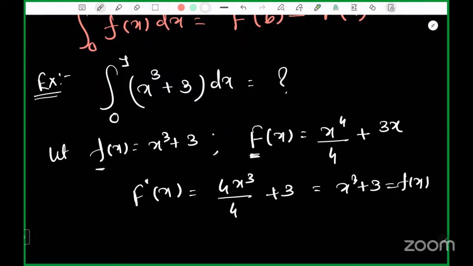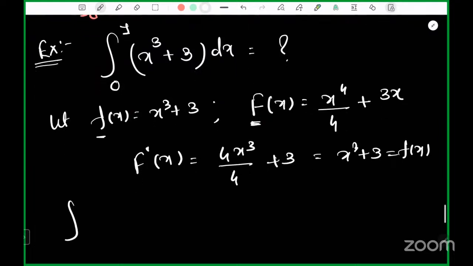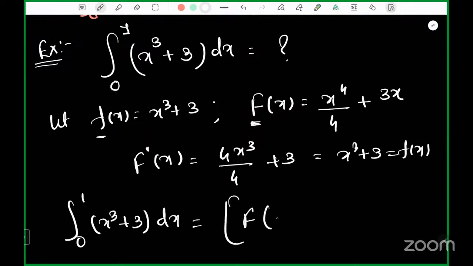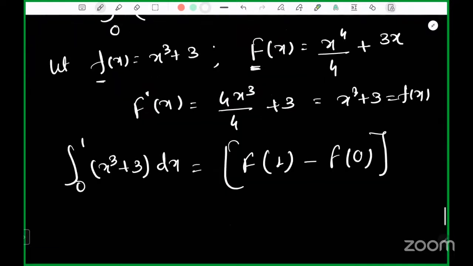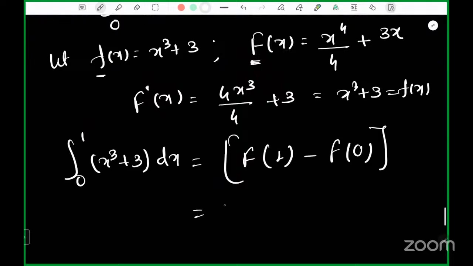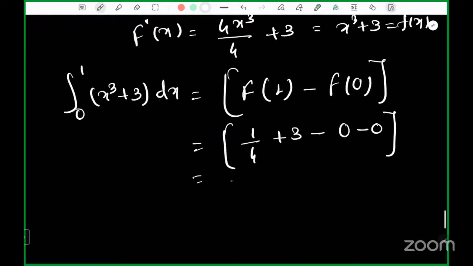So what we have done, we have found an antiderivative of small f. Then the fundamental theorem of calculus says that the value of this integration 0 to 1 x cube plus 3 dx is actually nothing but capital F of b minus capital F of a, right? So you can find F of 1 and F of 0. So F of 1 is x to the power 4 by 4 plus 3x, so this is 1 by 4 plus 3, minus 0 minus 0. So the answer will be 13 by 4.